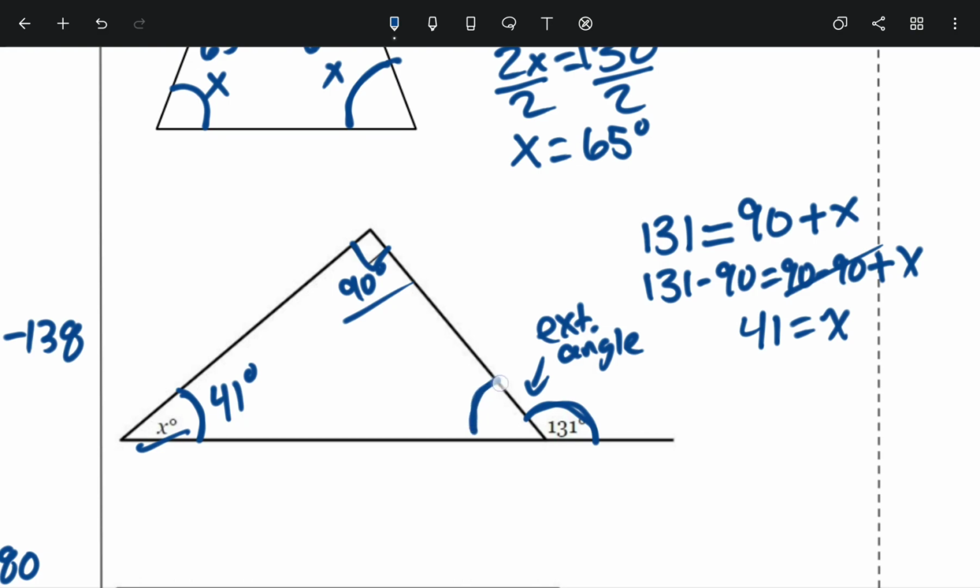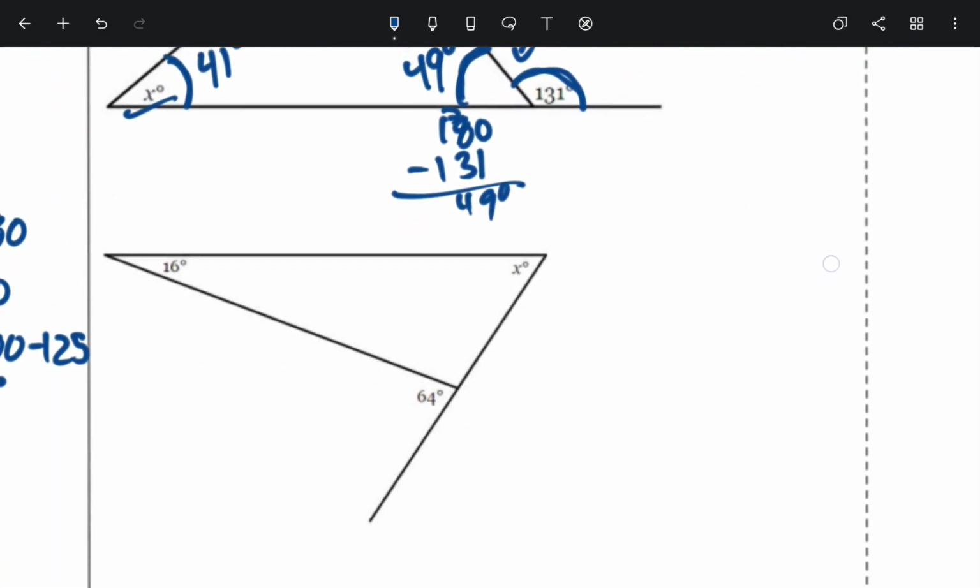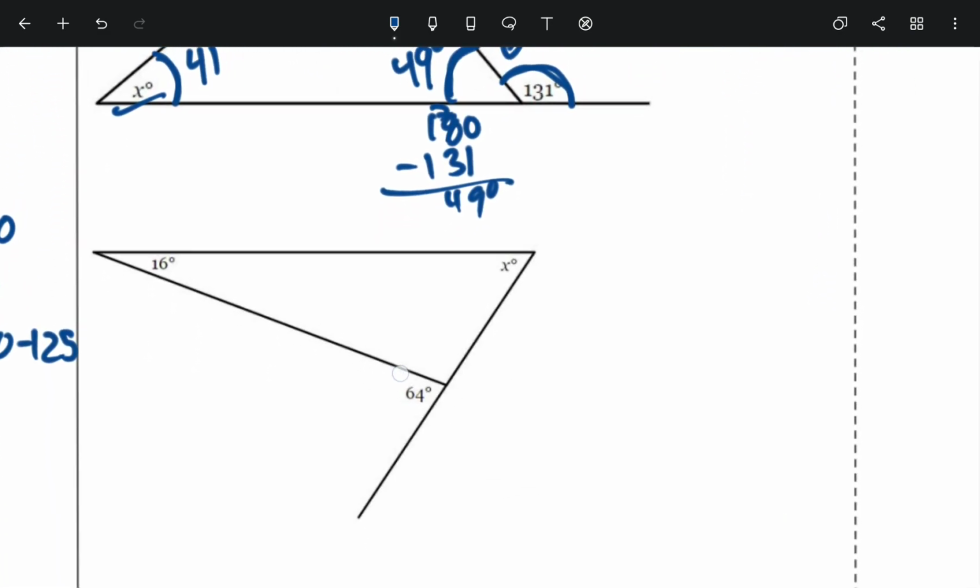Now you could also find this angle here by doing 180 minus 131, and that would get you 49 degrees. And then use the angle-sum theorem. Both are perfectly applicable to this situation. Let's look at our last one here, and it's more of the same. We have an exterior angle here, a 16-degree angle, and an x here. I'm going to show you how to do this doing the angle-sum theorem, but either of these methods will work.